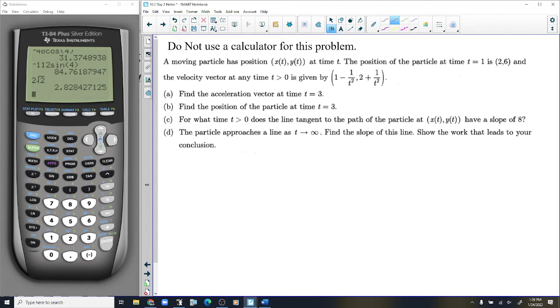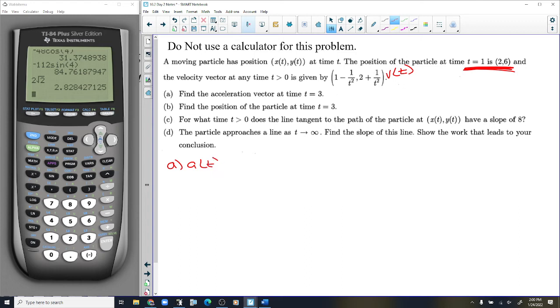All right, I won't. A moving particle has position x of t, y of t at time t. The position of the particle at t equals 1 is (2, 6). And the velocity vector at any time t greater than 0 is given by this. So this is v of t. This is the velocity, that's what they gave us. Find the acceleration vector at time t equals 3.